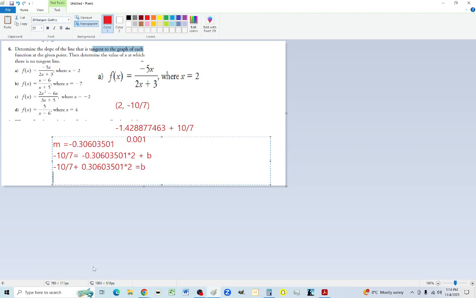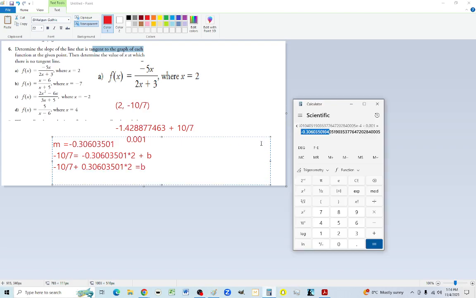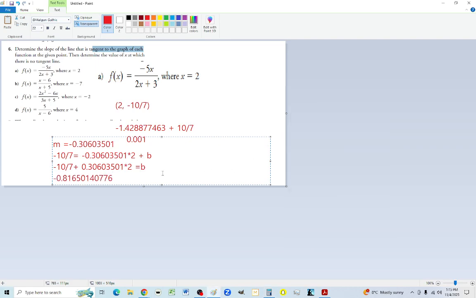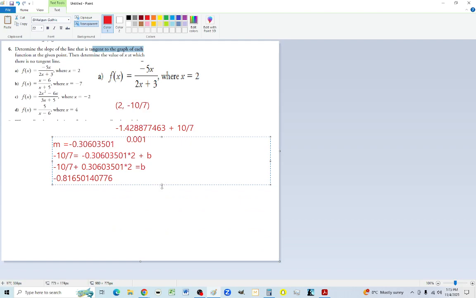So let's pull up our calculator again. We have this in there already. We just have to multiply it by 2. And we have to make it positive. Then we have to add it, or subtract rather, minus 10 divided by 7. And click equals. And that means our b is this. Which means we can rewrite our line formula as this.